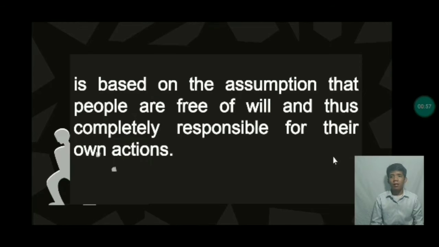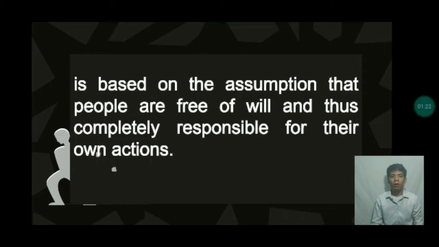Classical theories are based on the assumption that people are free of will and thus completely responsible for their own action. So this theory means it is based on someone's personal decision to commit a crime. No one pushed him to do it, but it is personal needs that motivate him to do a crime.